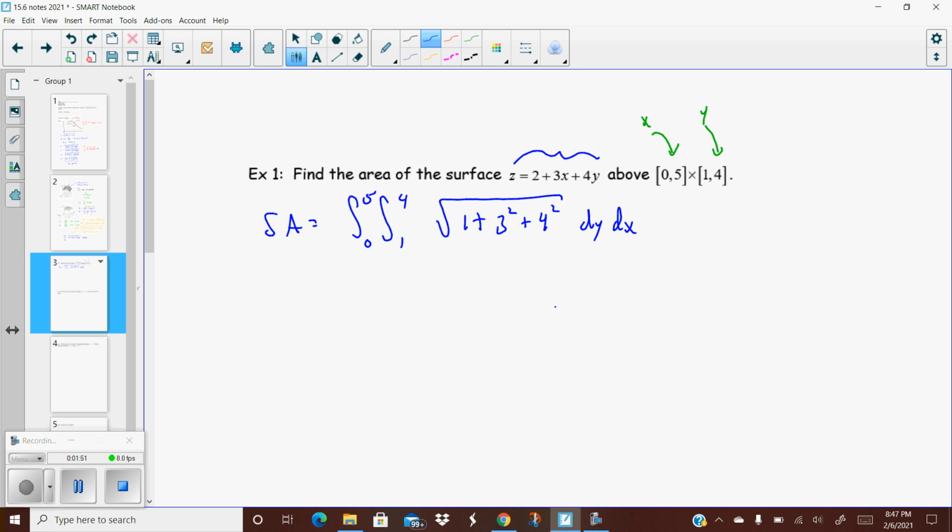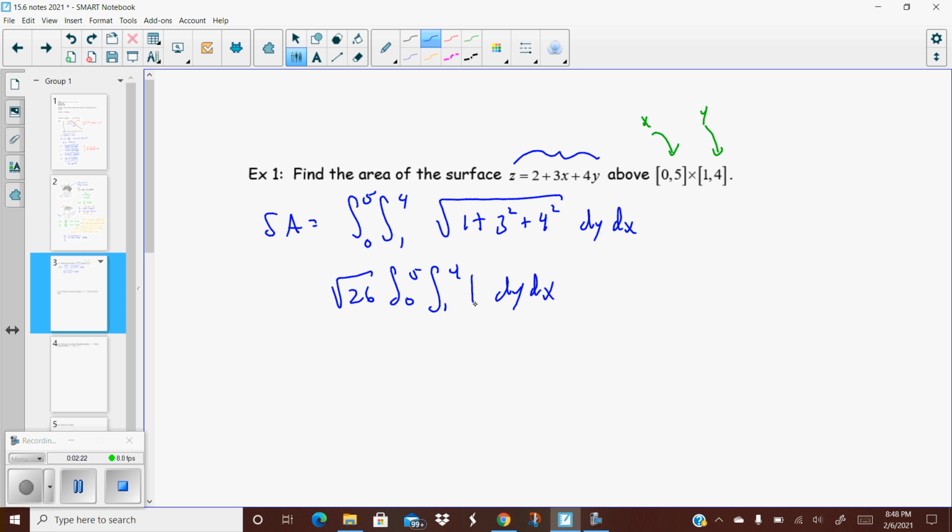And what makes this so easy is that when you're taking partials with respect to a plane, you're going to end up with constants underneath. Makes it really simple. So that's going to be 1 plus 9 is 10, plus 16 is the square root of 26. That's a constant. It can be pulled all the way out to the front. And then really what I have left in there is just a 1 dy dx.